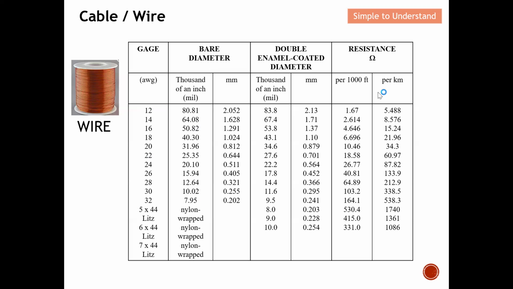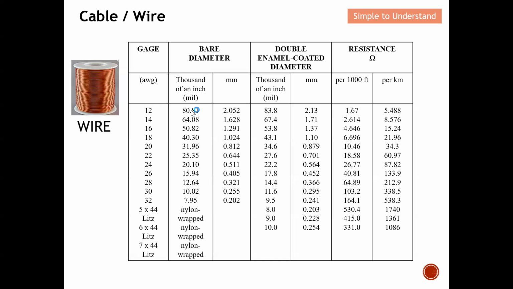Another important criterion is the resistance. From here you can see that when the diameter reduces, the resistance increases. This makes sense, right? Imagine you have a wire with a bigger diameter. With a bigger diameter, current can flow easily, so therefore you expect the resistance to be small.